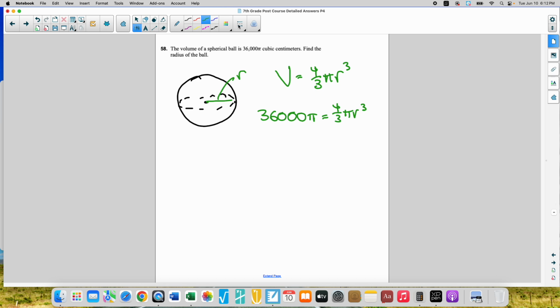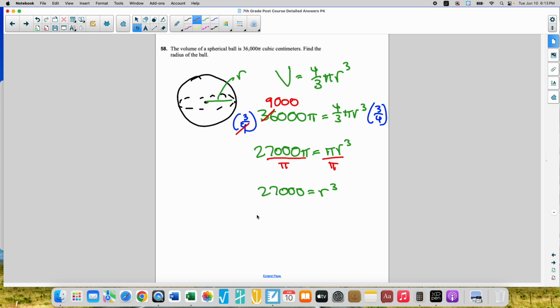Let's get rid of the 4/3. We're going to multiply by the reciprocal, 3/4. We simplify because 4 goes into 36 nine times, with those three zeros, and 3 times 9 is 27,000 pi equals, and this times this cancels, so we have pi r cubed. We're going to divide by pi. That gives us 27,000 equals r cubed.